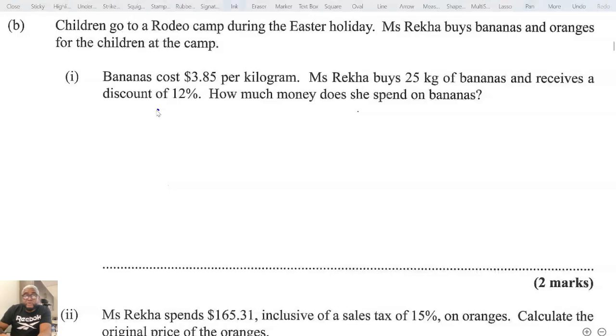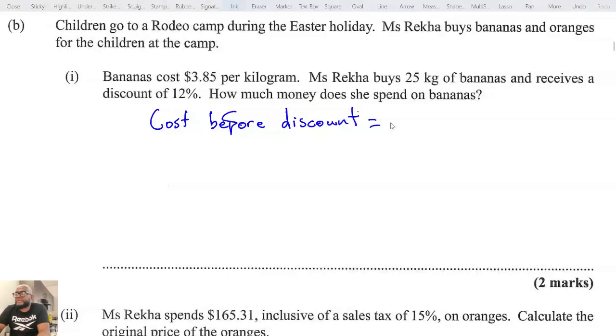So what I'm going to calculate is the cost before discount. That's what I'm going to call it, right? Everybody good there? How would I calculate the cost before discount? Somebody tell me. 3.85, excellent. Multiply by 25, excellent. $96.25.